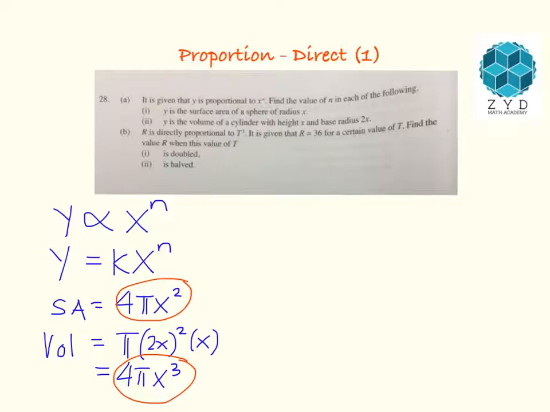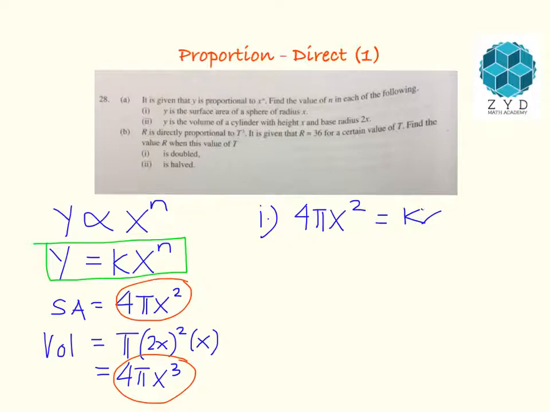So for part 1, let us equate these values into the general equation, which is y equals kx to the power of n. This is what we get: 4 pi x squared equals kx to the power of n. So by comparison, your constant is the same as 4 pi, x is our variable, therefore n is equal to 2. So this is the answer. n is equal to 2 for part 1.